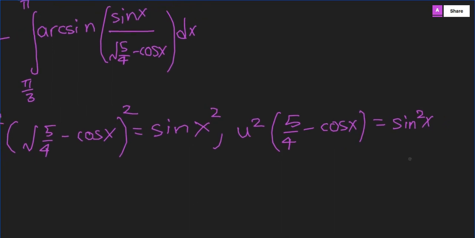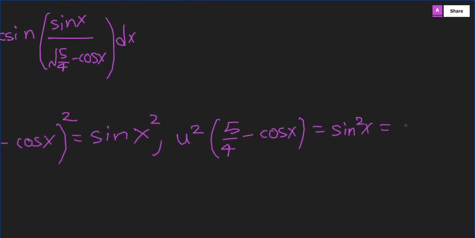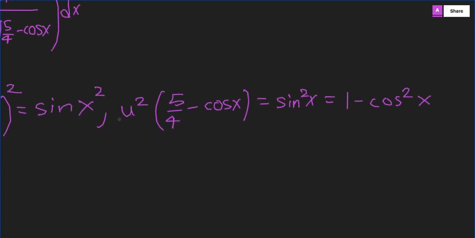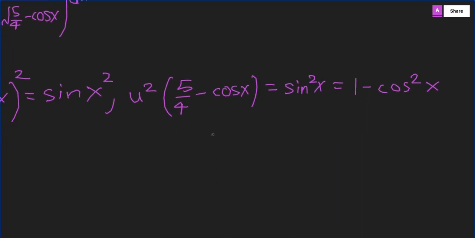Since sin squared x is equal to 1 minus cos squared x, from the identity sin squared x plus cos squared x equals 1, we can really isolate u and find cos x in terms of u, and it'll make the entire substitution a lot easier. So all we have to do is write 5/4 u squared minus u squared cos x, and then move this to the other side, minus 1 plus cos squared x equal to 0.